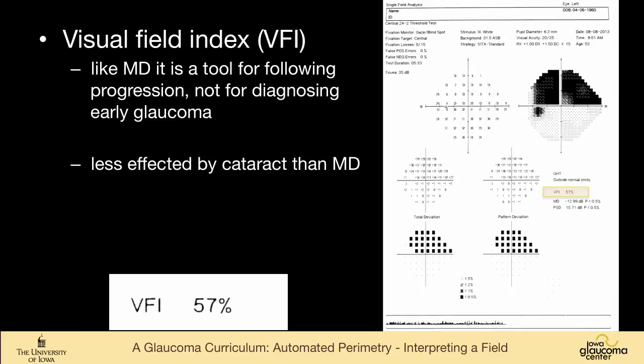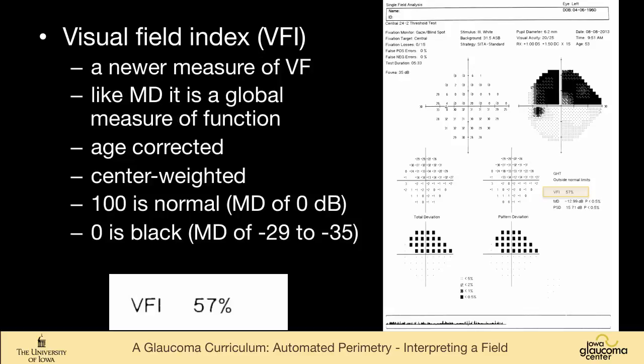The visual field index is another measure of global field loss. It's like the mean deviation. It's a tool for following progression, not making the diagnosis. You can see this patient's visual field index is 57%. It's supposed to be less affected by cataract than mean deviation. And it's relatively newer. It is a measure of global function.